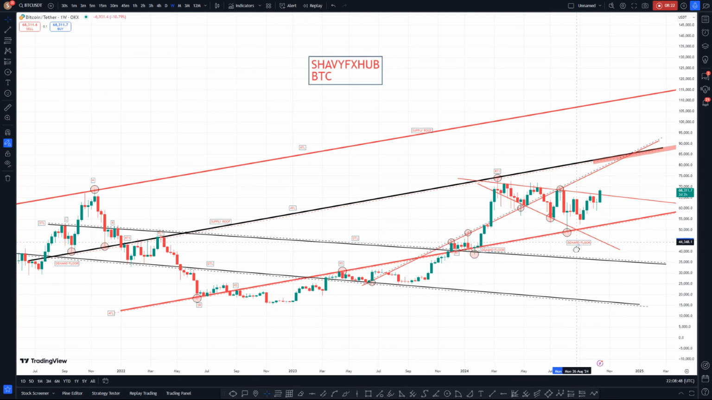A lot of people say it's manipulation. This is not manipulation. This is market structure. Nobody is manipulating you. Market broke out from a resistance structure. The resistance structure made the market into supply.